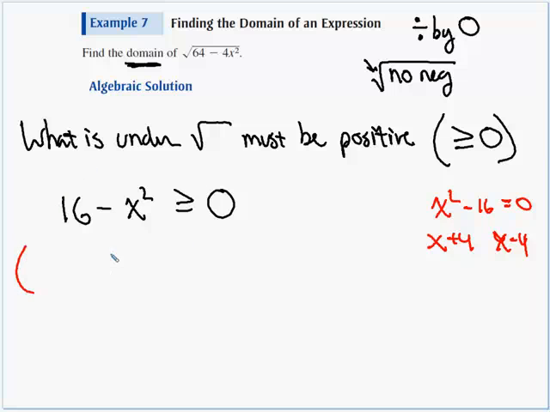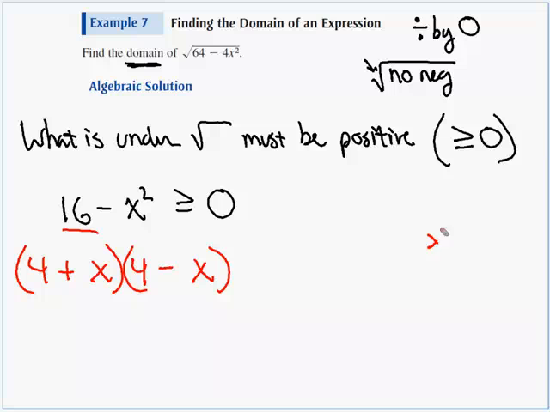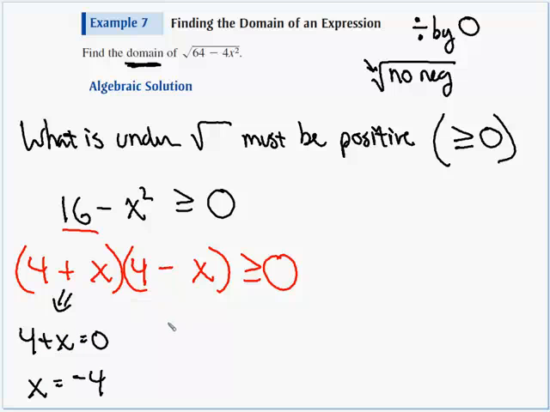So we want to factor that. The leading term is 16. What times itself is 16? 4. And our next term is x, so it's got to be x times x. One's a positive, one's a negative. And we want to set that greater than or equal to 0. If we set each individual term equal to 0, if 4 plus x equals 0, then x equals negative 4. And if 4 minus x equals 0, x equals positive 4. So those are our critical numbers, or our key numbers.